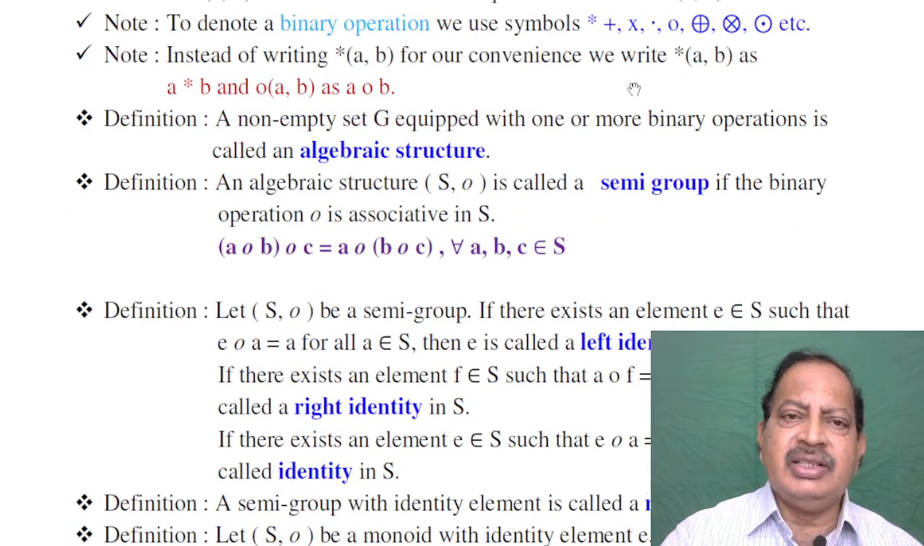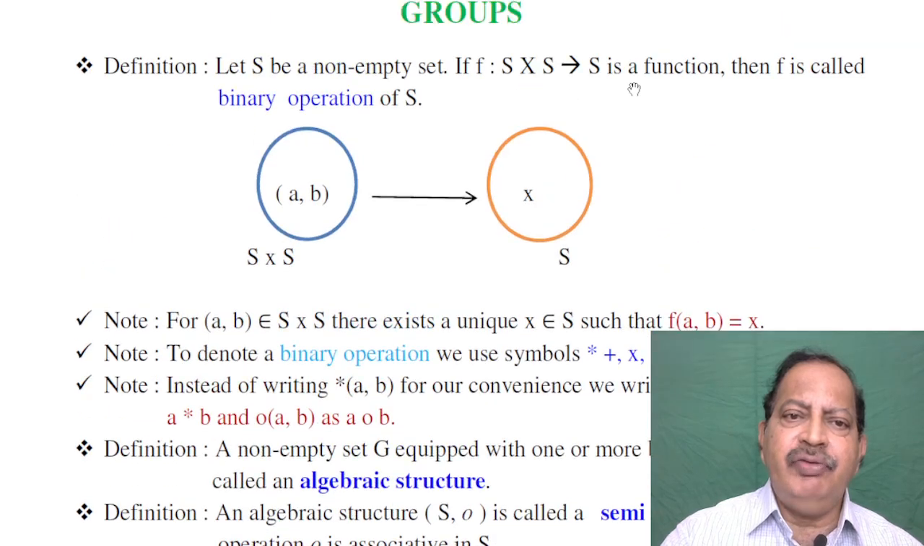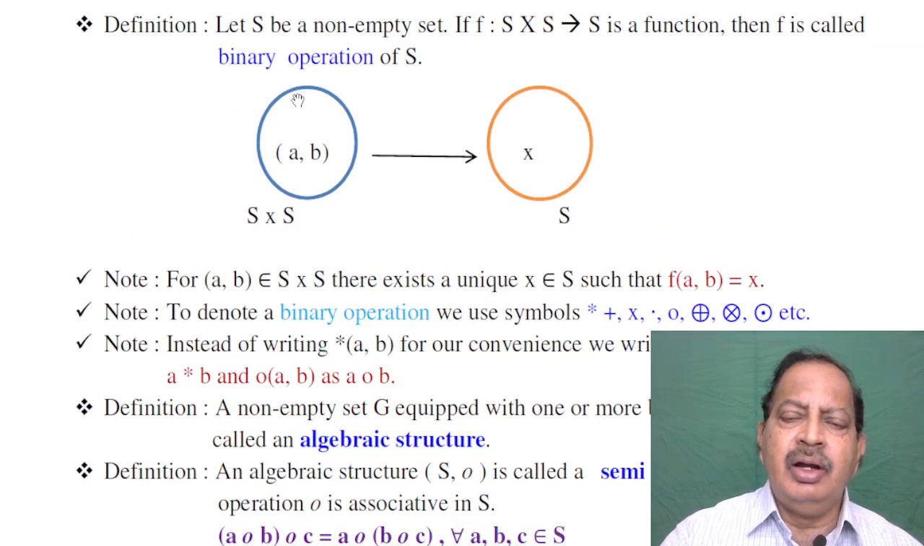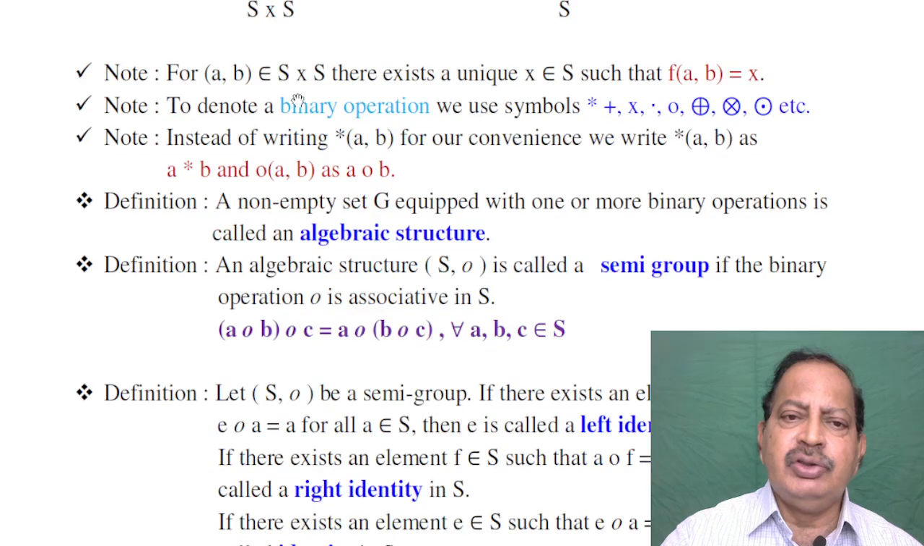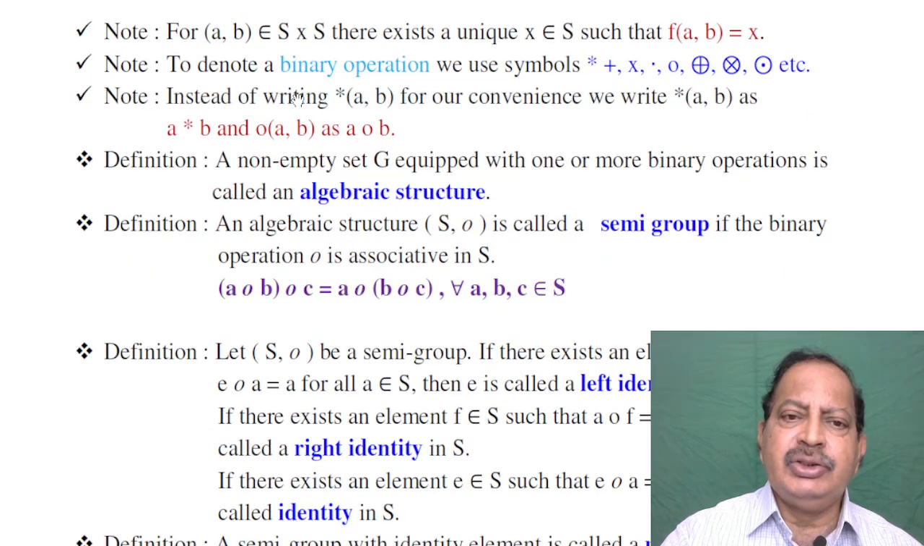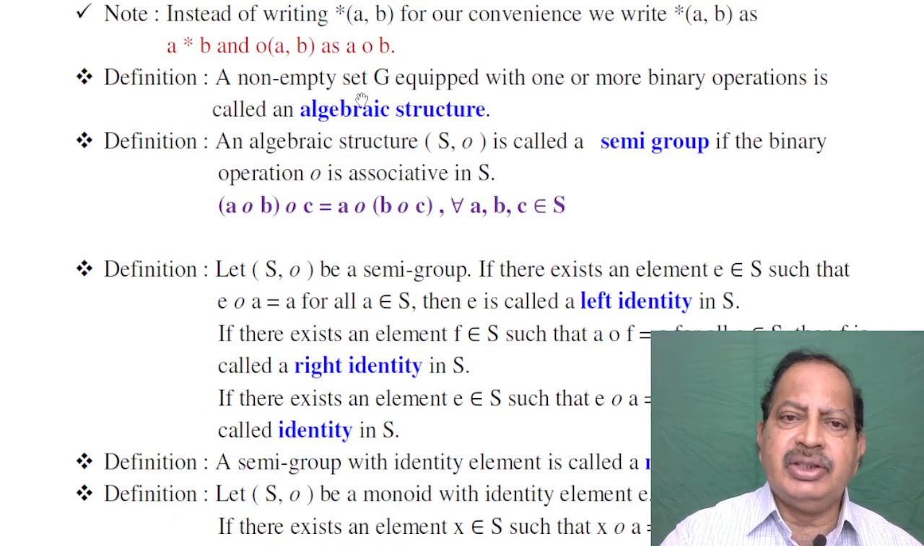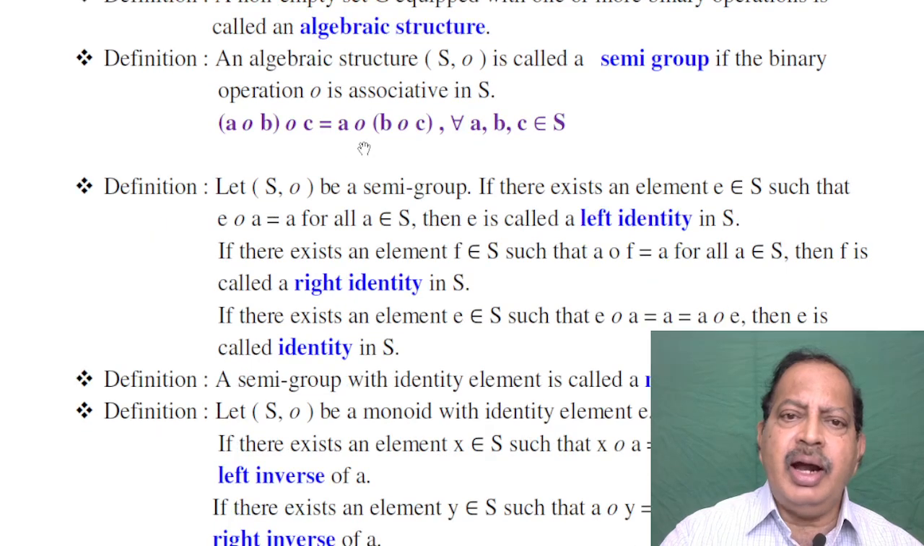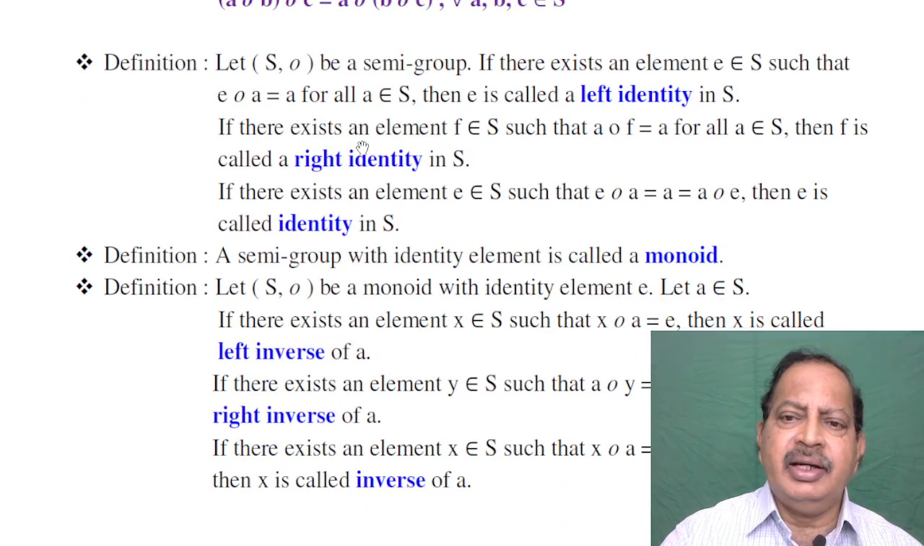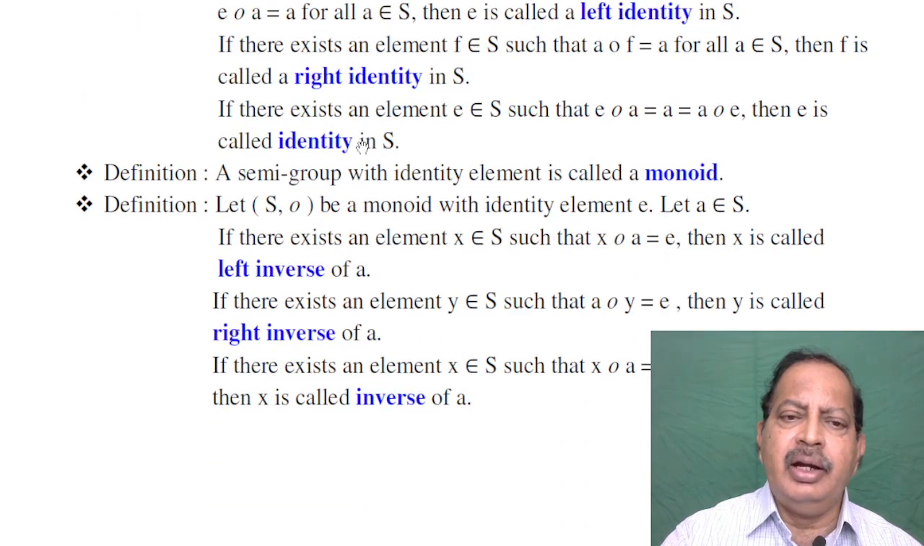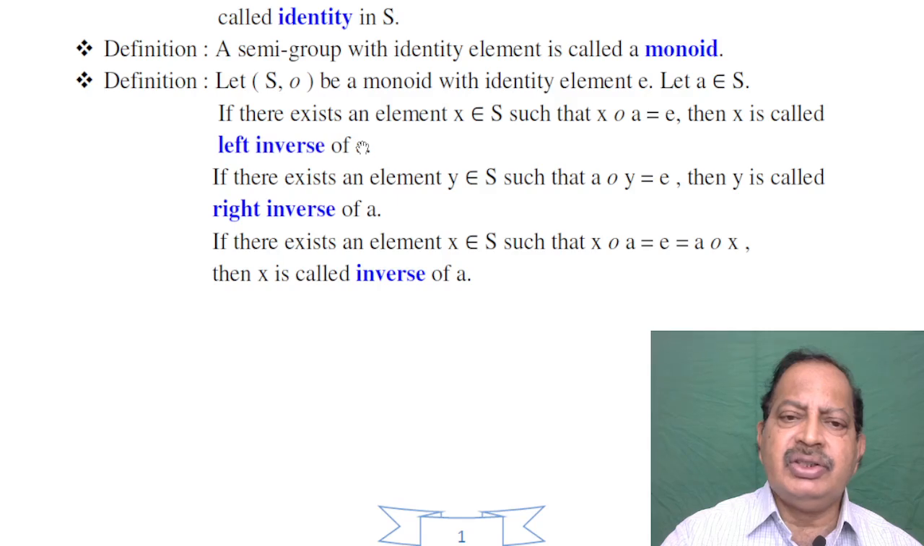So in this class, we have seen the definition of a binary operation and symbols we use for binary operations, algebraic structure, semi-group, left identity, right identity and monoid, and left inverse, right inverse and inverse of an element. So we have some basic knowledge to define the group. In the next class, we go to the definition of a group.